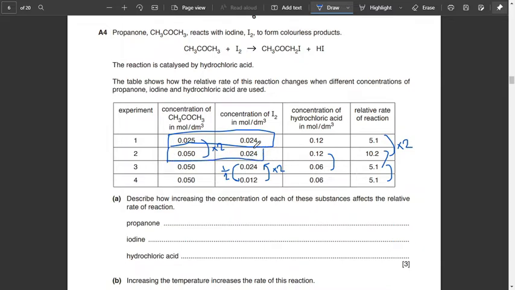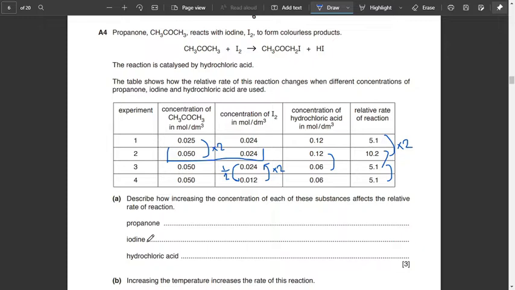If we see these two things are the same over here between reaction 2 and 3, we're considering these two reactions. Reaction 1 and 2 we're not considering because in this there are two factors that are changing, which will not help us out. So we will just see the only one factor that's changing, which is hydrochloric acid, between reaction 2 and 3. And as we halve it, the relative rate of reaction gets halved.